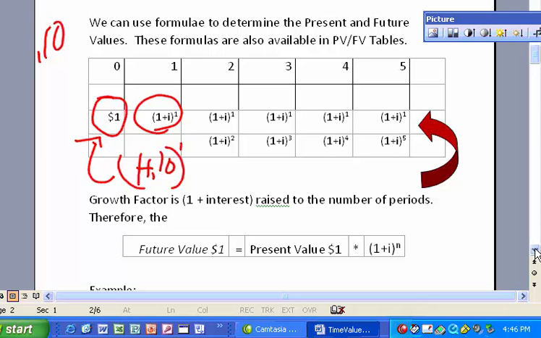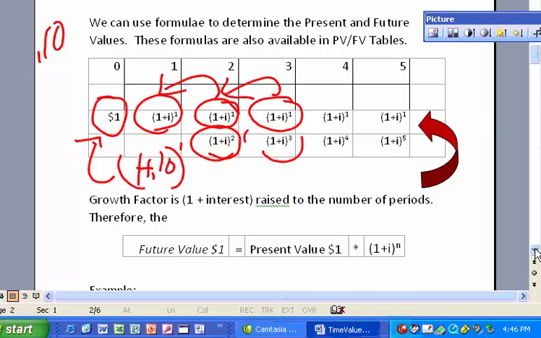When we get into the second period, the growth factor is going to be 1 plus i times the previous amount, which was already 1 plus i. So 1 plus i times 1 plus i gives us 1 plus i squared. Similarly, in the third period, the growth factor is 1 plus i times the previous amount, which was already 1 plus i squared, so it becomes 1 plus i cubed.